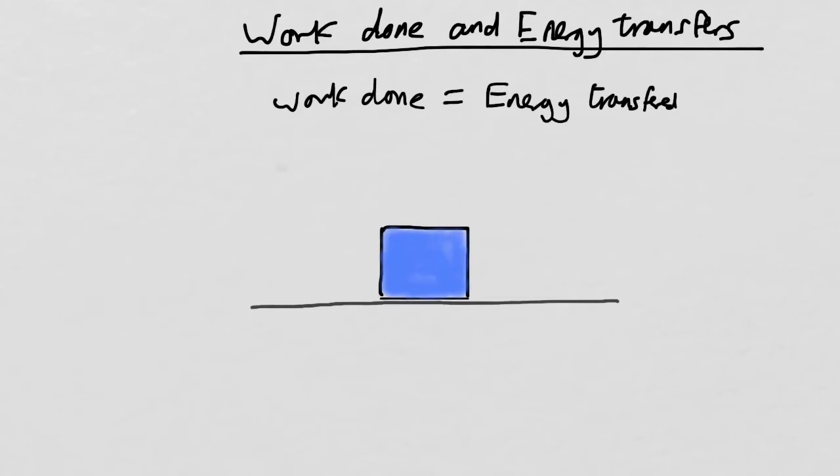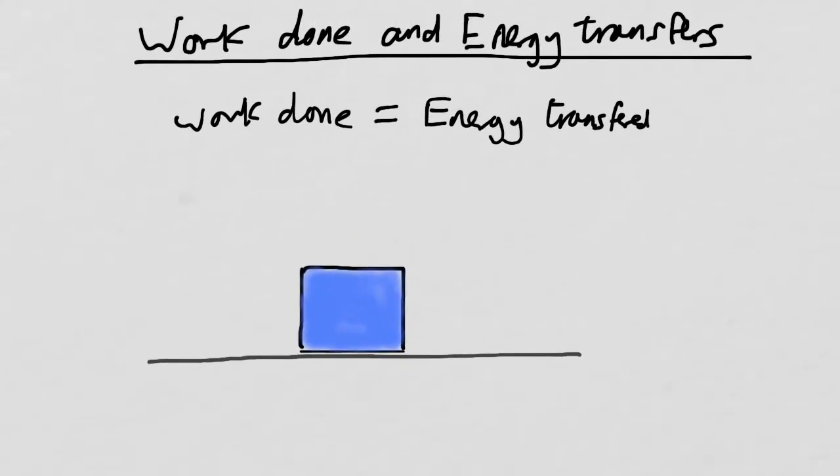Okay, so work done is equal to energy transferred. If I move the block, I'm doing work. I'm transferring energy. In this case, I'm transferring energy mechanically into the kinetic energy of the block. And if there's friction involved, I'm also transferring energy to the thermal energy stores of the surroundings because of friction between the block and the table. So I'm transferring energy, I'm doing work.